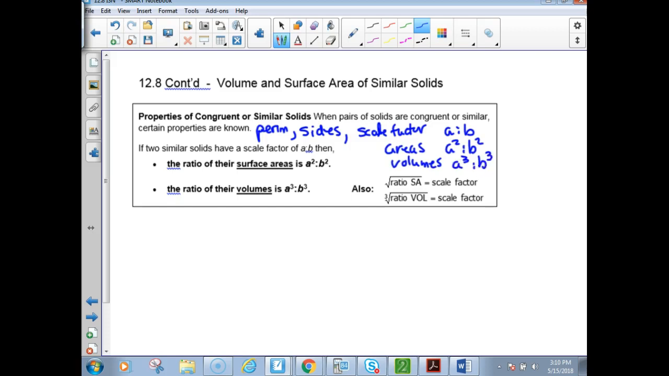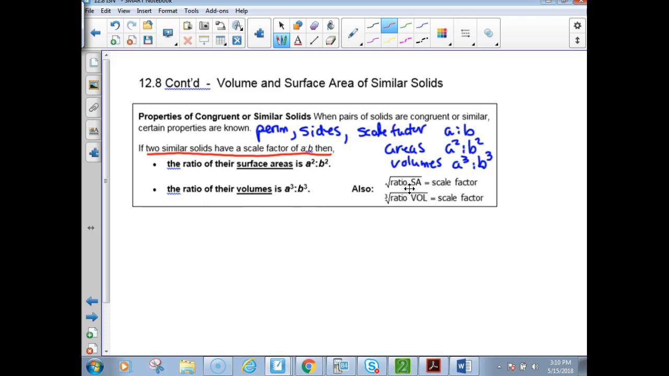That's new today. We hadn't done volumes. All right, and that's really right here, guys. I just kind of rewrote it so you would feel it and do it. The scale factor is A to B, then the surface area is A squared to B squared, and any volumes A cubed to B cubed.